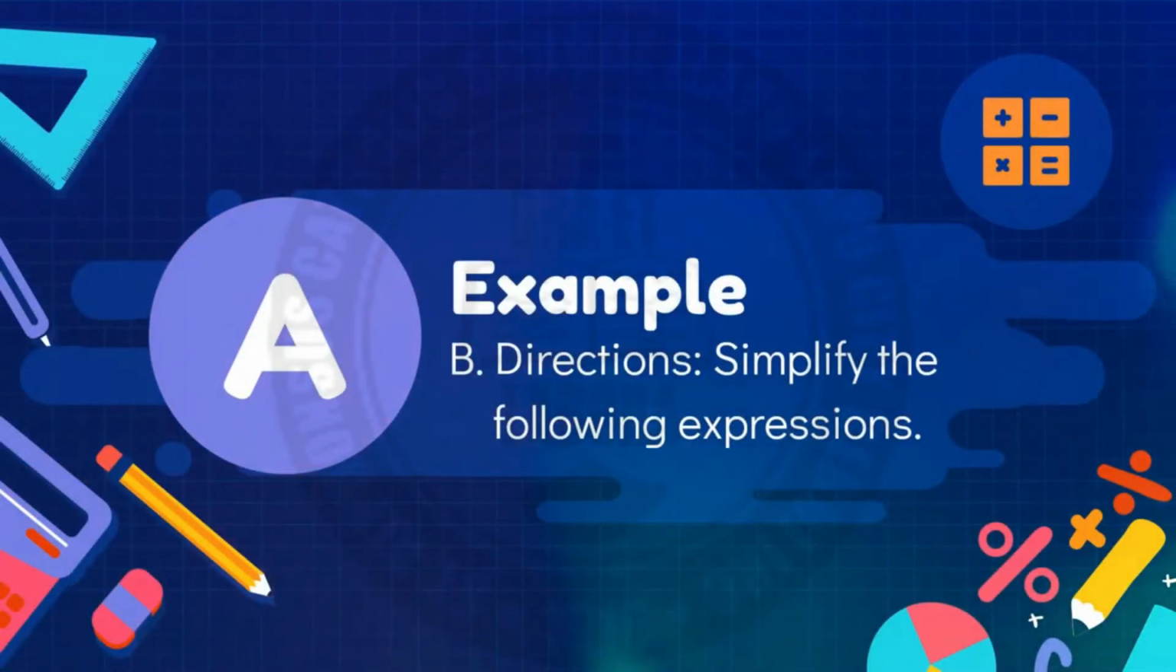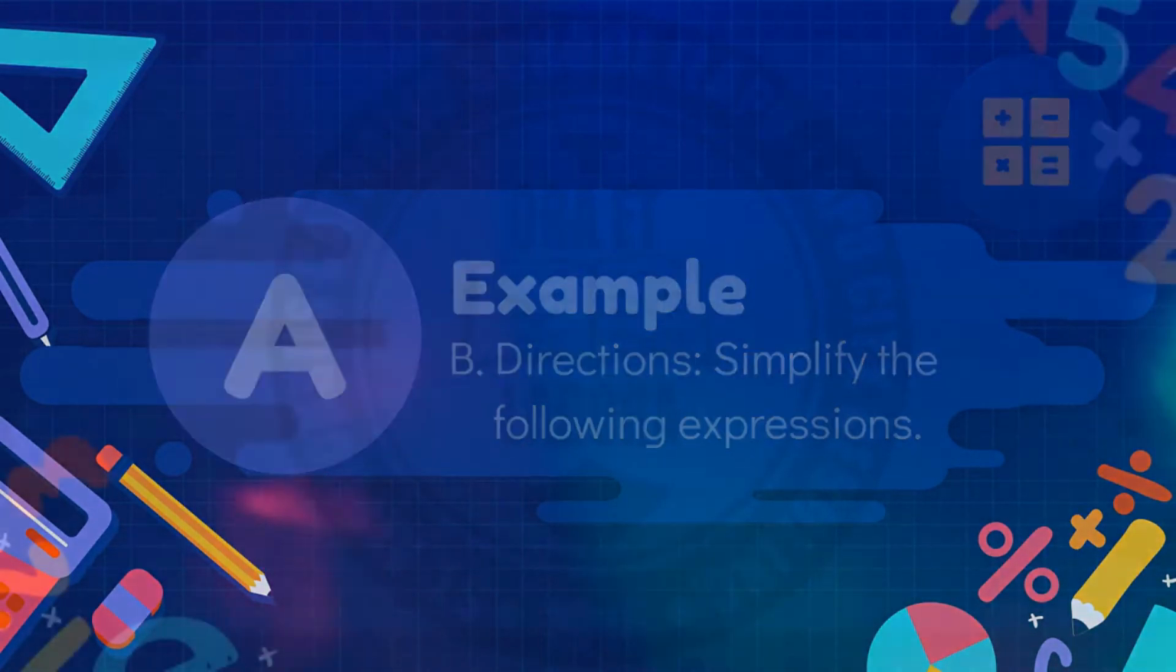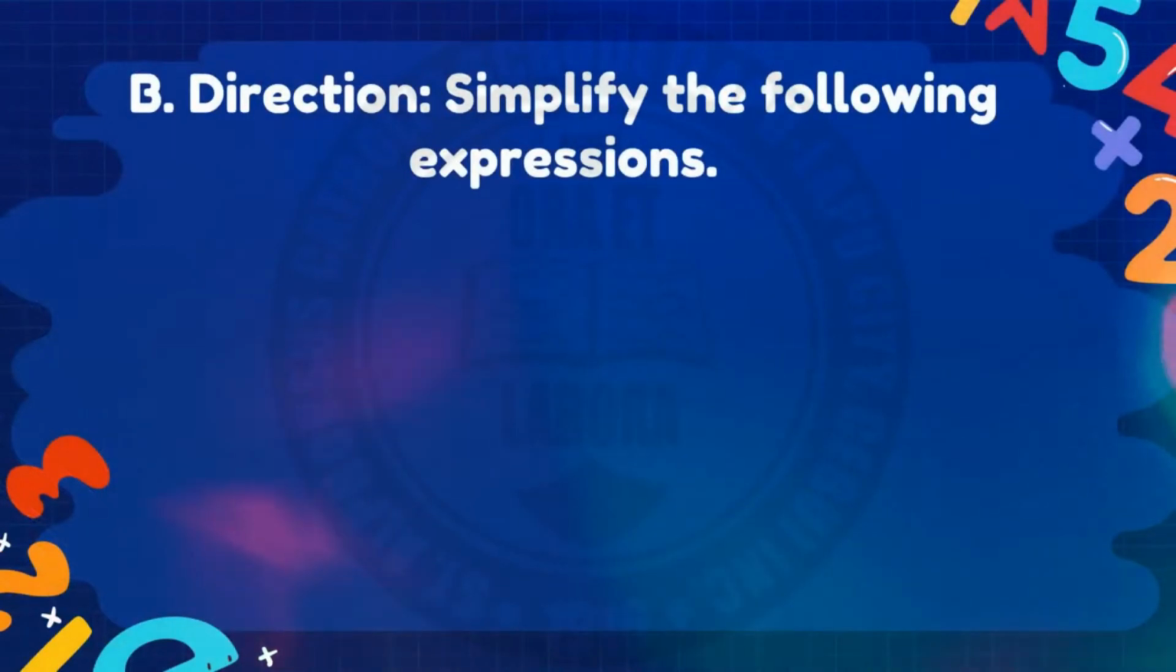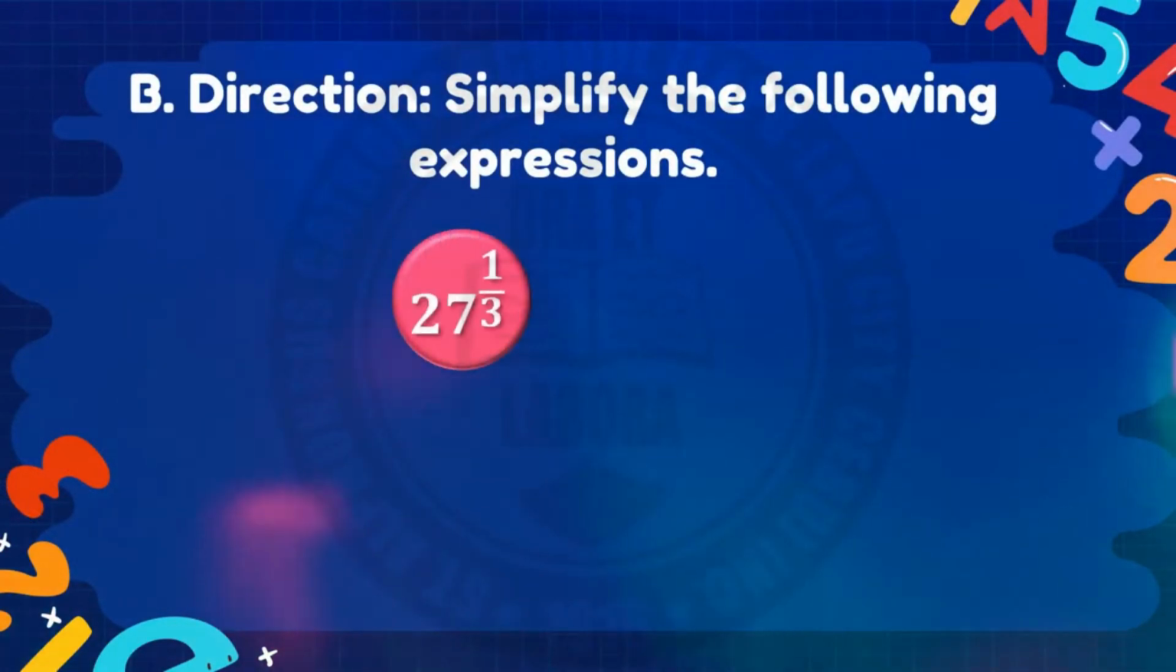Now let's have our second set of examples. Simplify the following expressions. This time, let's apply what you learned in rational exponents. So number 1, you have here 27 raised to 1/3. If you simplify 27 raised to 1/3, that would be 3.